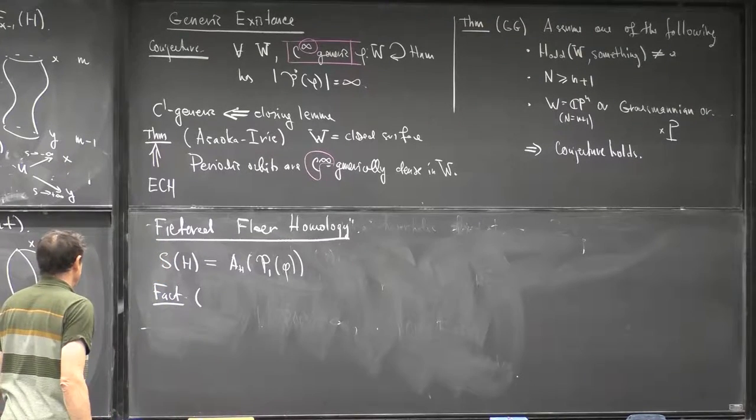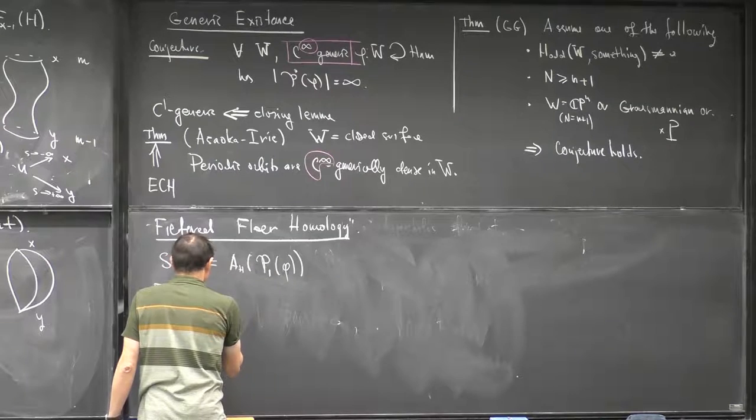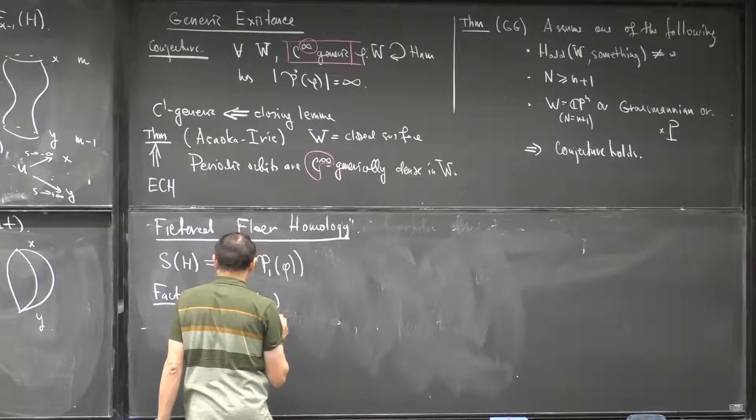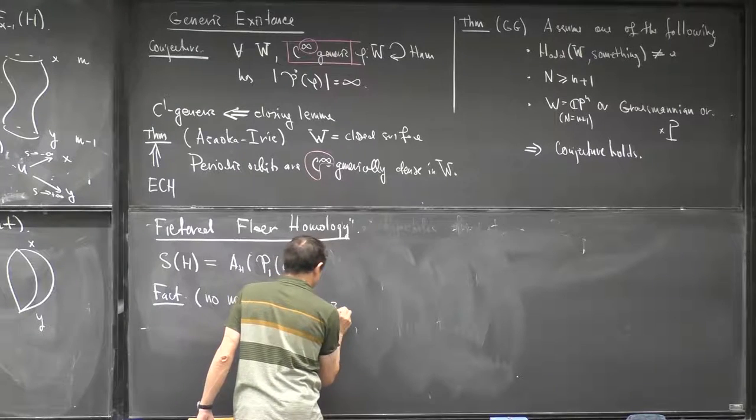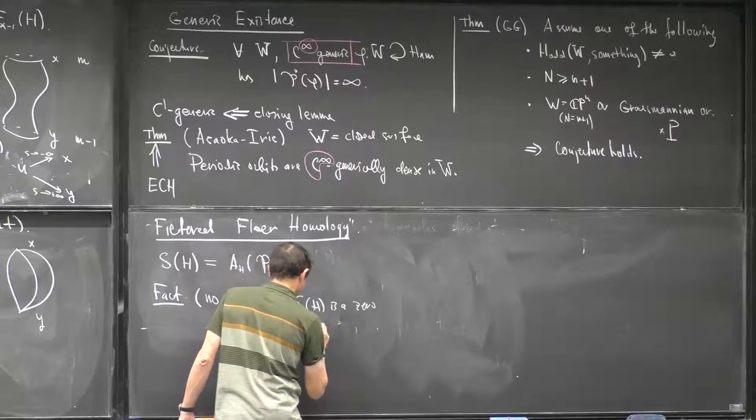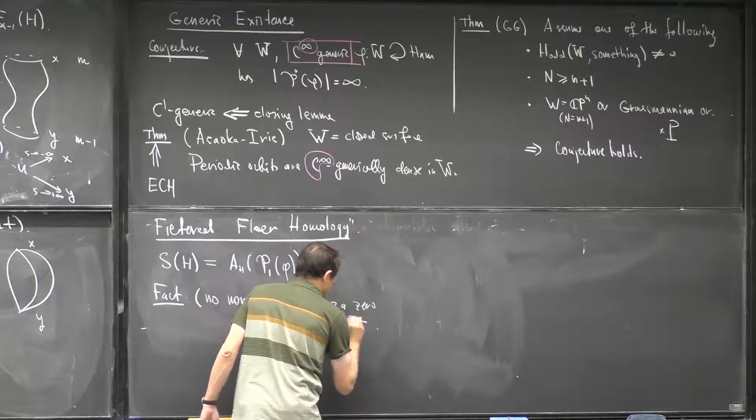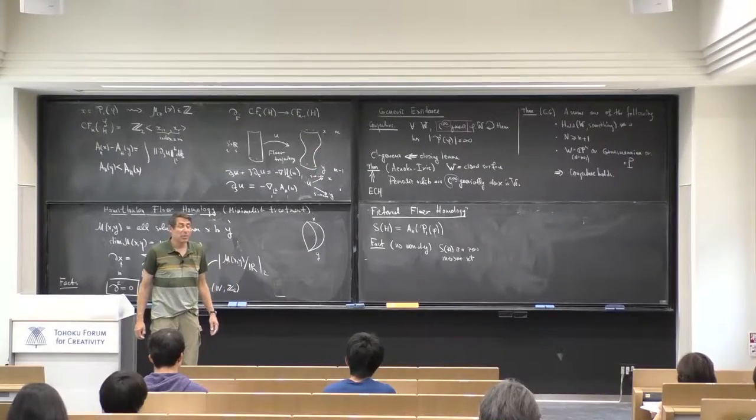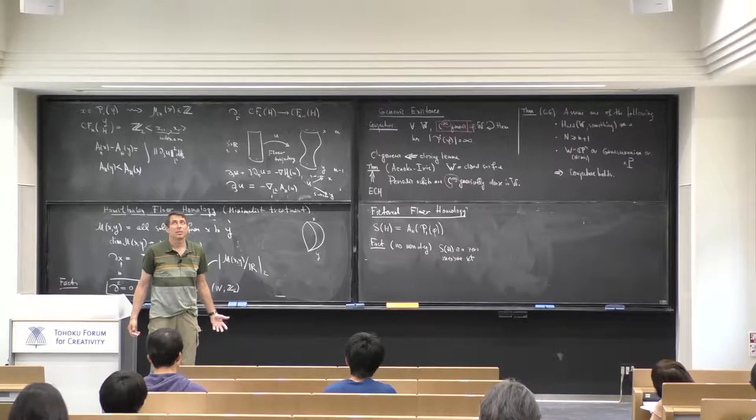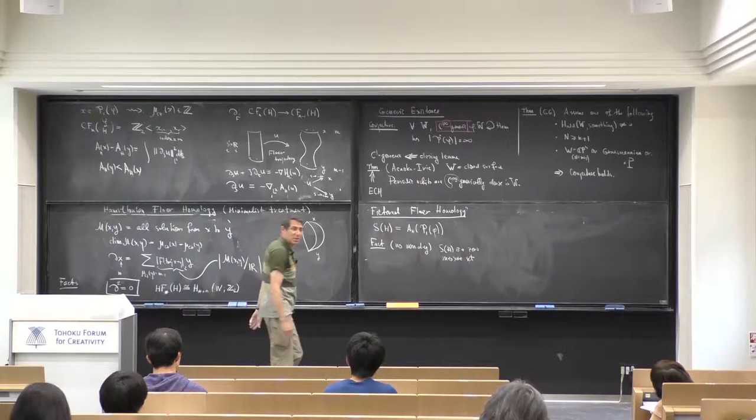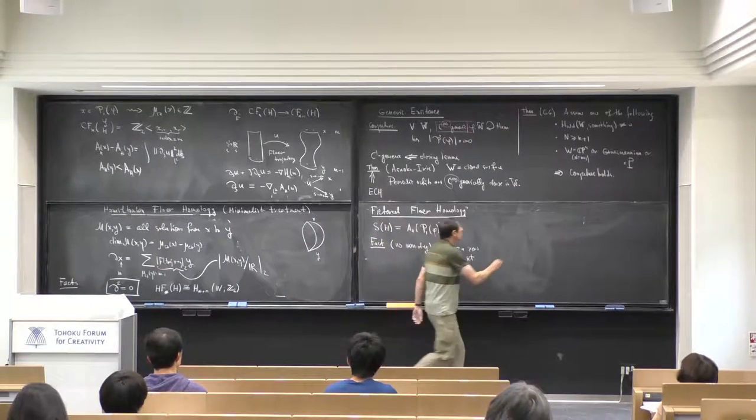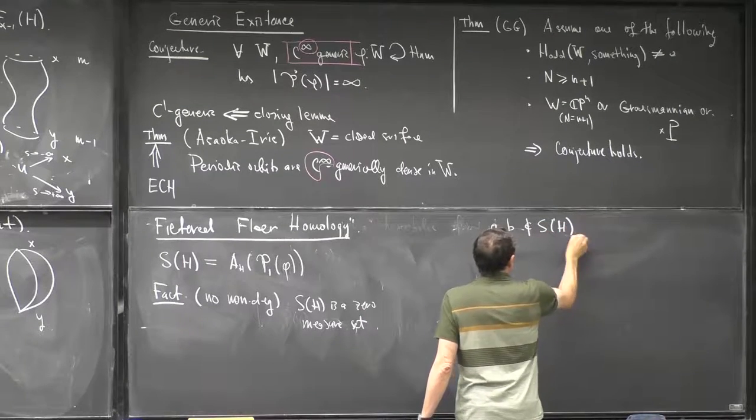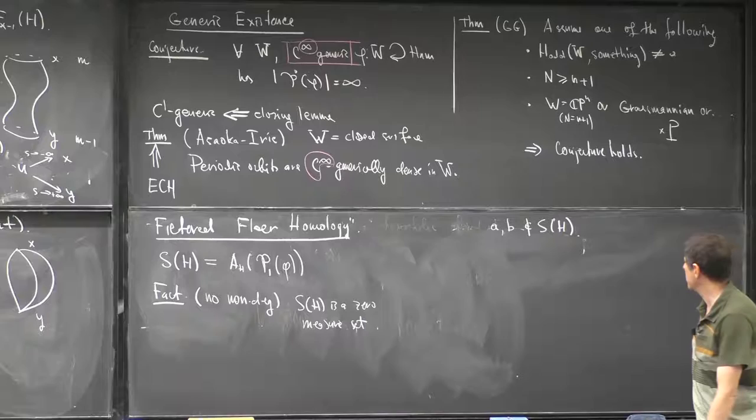But regardless of that, without non-degeneracy, this is a zero measure set. In particular, in this setting, it will be closed and therefore nowhere dense. So let's take two points A and B, which are not in the action spectrum.